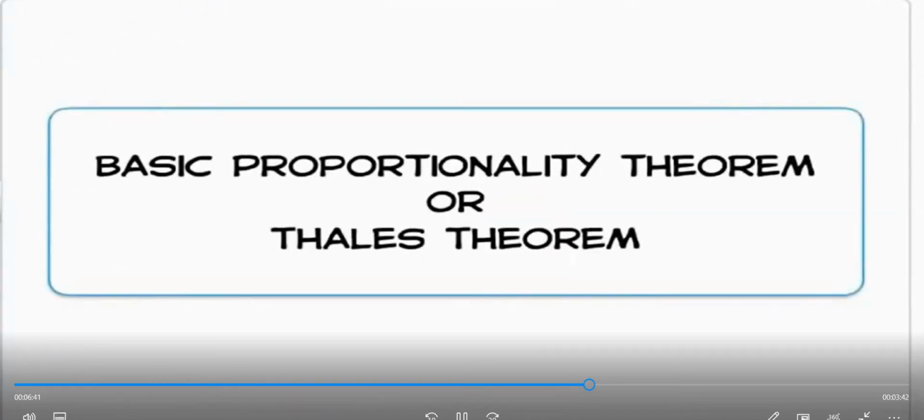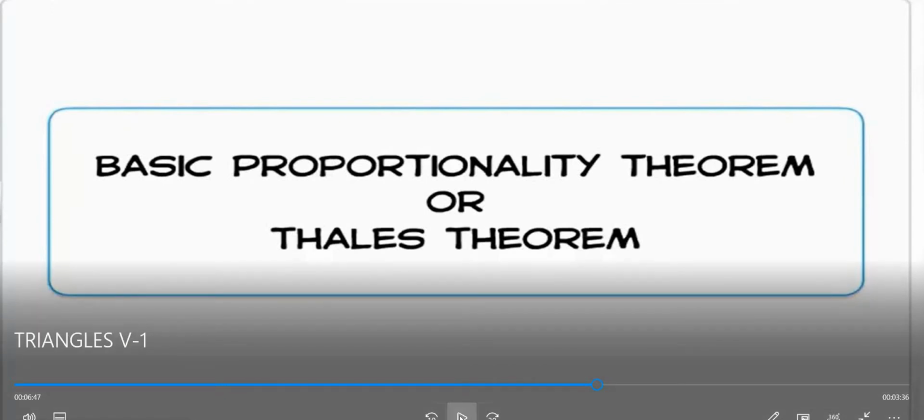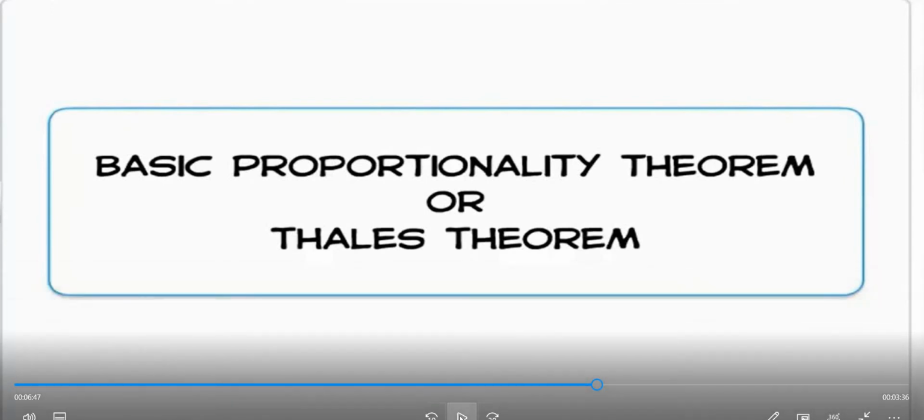This theorem is called the basic proportionality theorem or the Thales theorem. This theorem will be our first theorem and most important theorem of this chapter. That is called basic proportionality theorem or Thales theorem. Okay, the mathematician Thales gave this theorem. That's why we can call this theorem Thales theorem also. Okay, now listen very carefully. After that, I'll discuss the concept one by one.